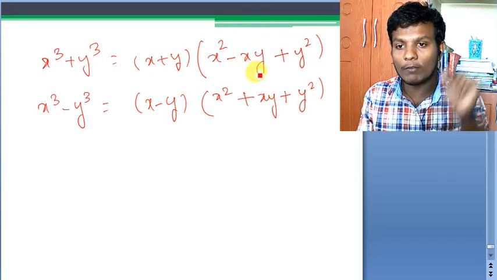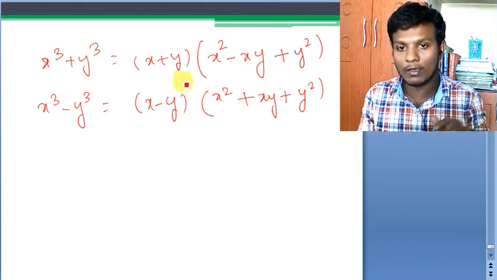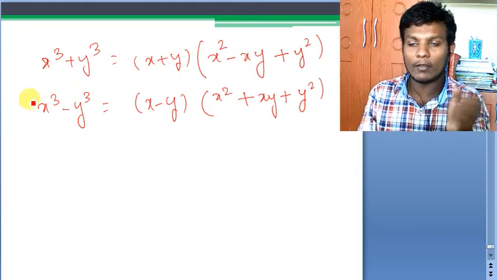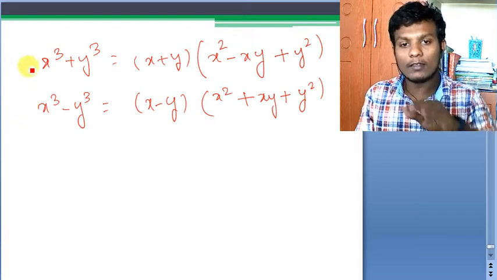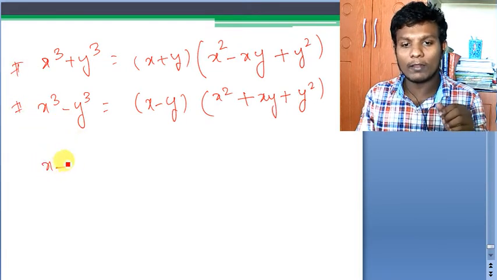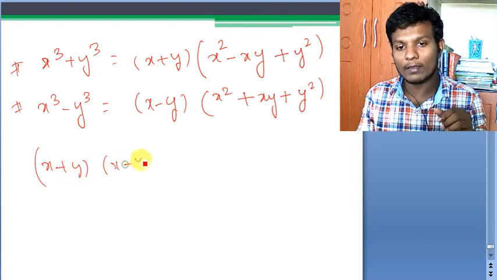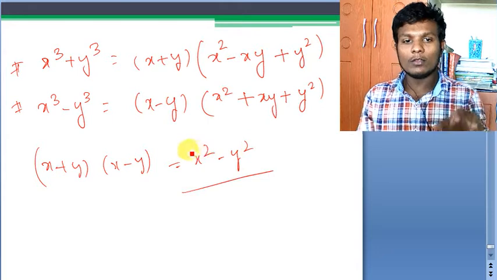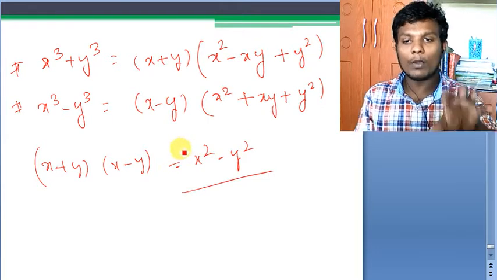It is very different from a plus b whole square and a minus b whole square. If you want to prove it, take the LHS and multiply it, and you will get your RHS as such. So these are a few important things we have. And you know, x plus y into x minus y basically is going to be x square minus y square. These are the important identities.